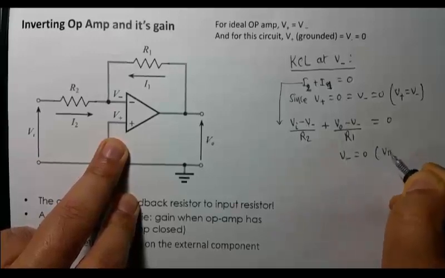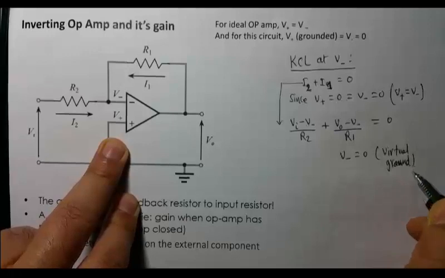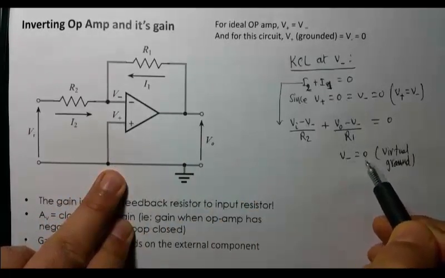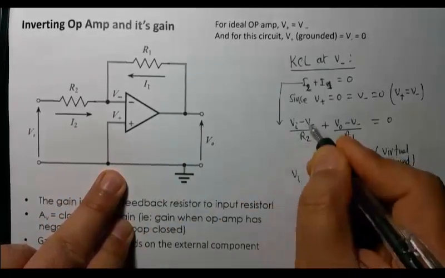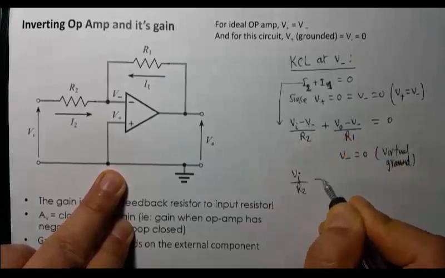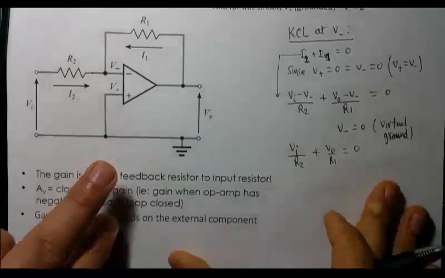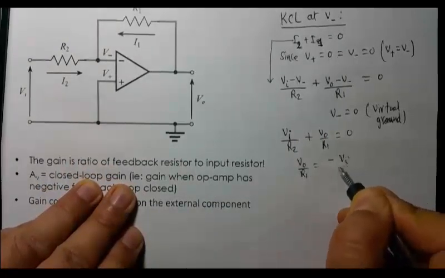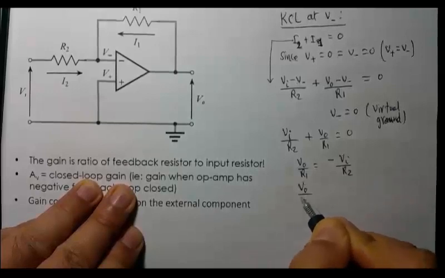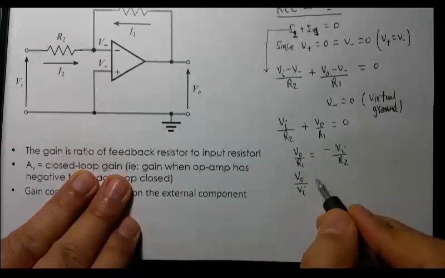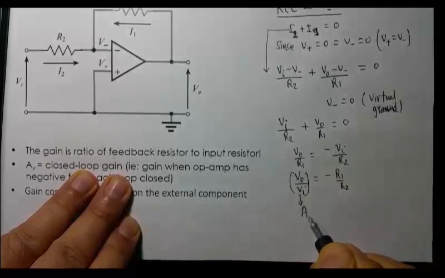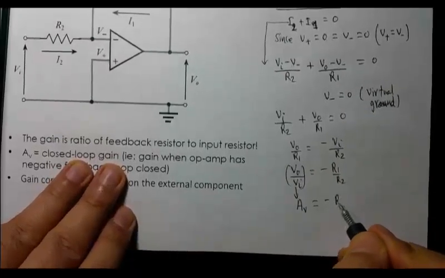This is also called virtual ground. You will hear this word, virtual ground, because since V plus is connected to ground, this is indirectly connected to ground, so it's also called virtual ground. So then V input divided by R2 plus V output divided by R1 is equal to 0. So V out over R1 is negative V input divided by R2. So V out divided by V in, which we call voltage gain, is equal to negative R1 over R2.